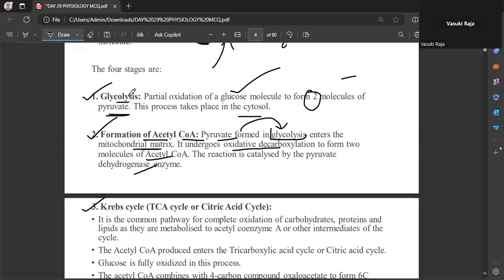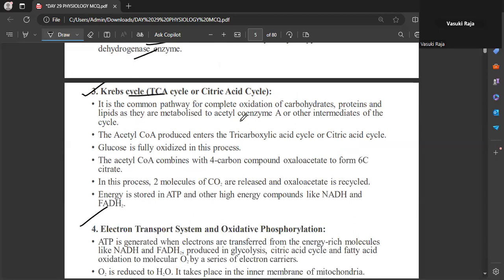Now the third step will be the citric acid cycle. It is a common pathway. The first statement alone can be raised into a question. You should know that whether it is carbohydrate, protein, or lipid, everything will be connecting through this particular cycle. It is a common pathway for all these. They get metabolized to acetyl-CoA, that is acetyl coenzyme A, or other intermediates of the cycle. Here this acetyl-CoA enters into the citric acid cycle.